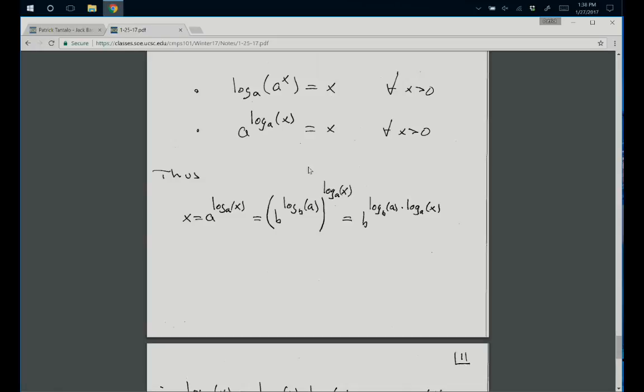Every log is a constant times every other log. All you do is change the constant. The constant depends on the two bases. And remember, this was an exercise early on in the last handout. Show that if you take a function and multiply it by a constant, and it doesn't matter what the constant is as long as it's positive, the result is big O, big omega, and theta of the original.